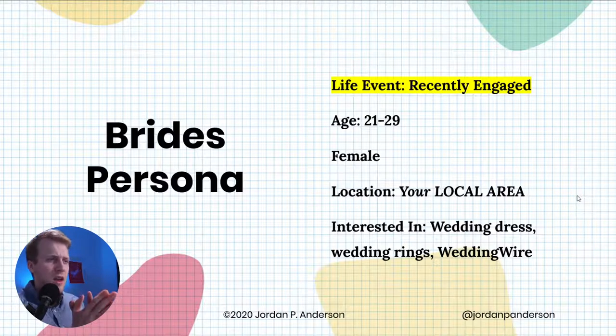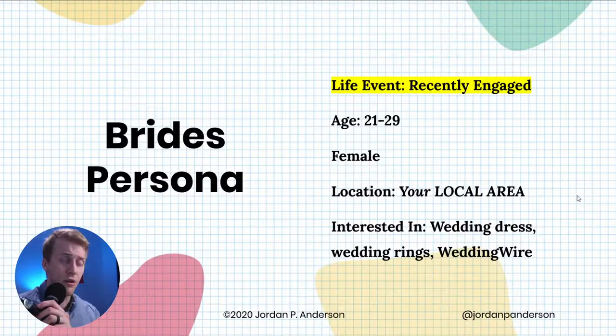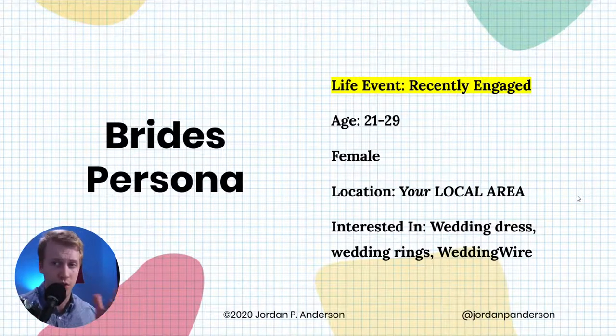Female, typically. Location: I typically did pockets, little 30-mile radii of my local area. So your targeted local area, whatever you are targeting. I'm an Iowa wedding photographer. I'm an Austin, Texas wedding photographer. I'm an Asheville, North Carolina wedding photographer. You're going to choose a 30-mile radius. For me, I was in Harrisonburg, Virginia, which is about 2 hours south of D.C. and an hour west of Charlottesville, Virginia, which had a lot of weddings. So I was targeting Harrisonburg, Charlottesville, Richmond, a little bit of D.C., and that was about it.